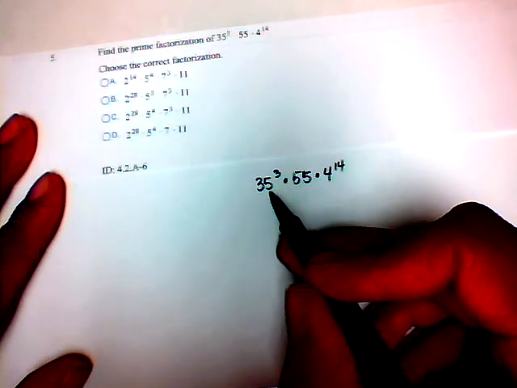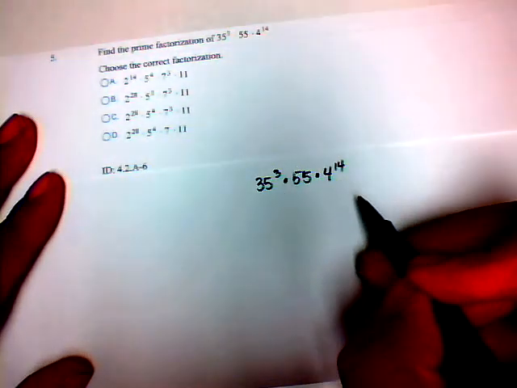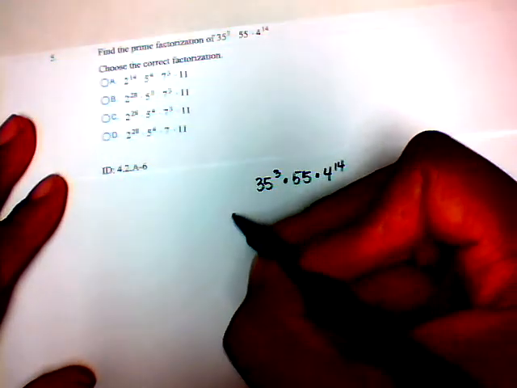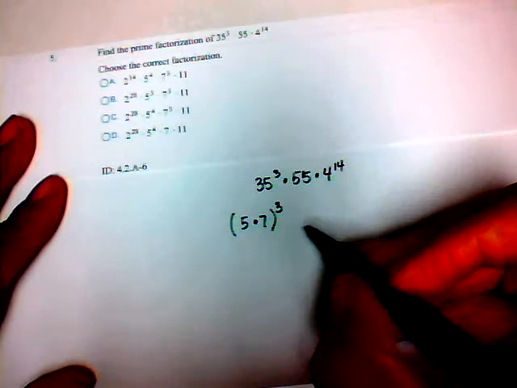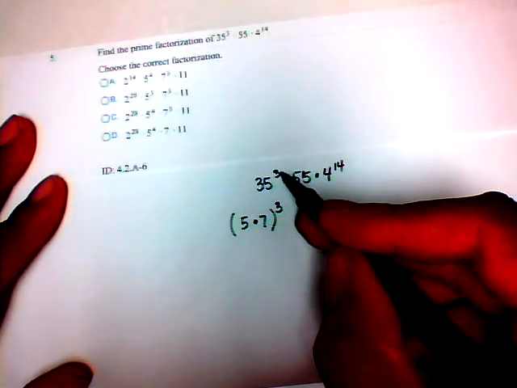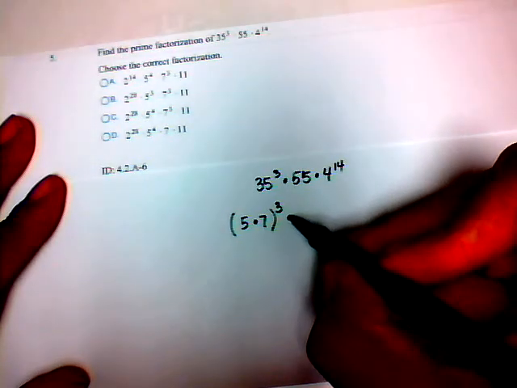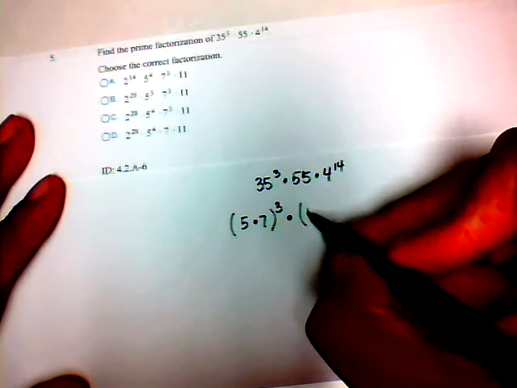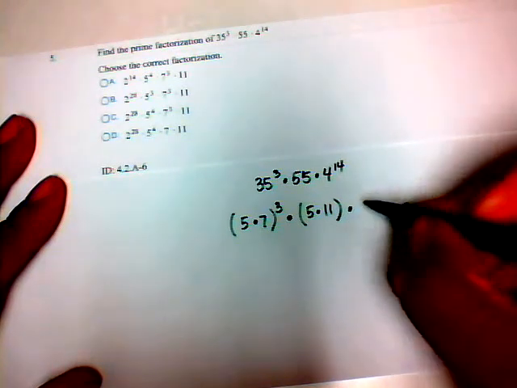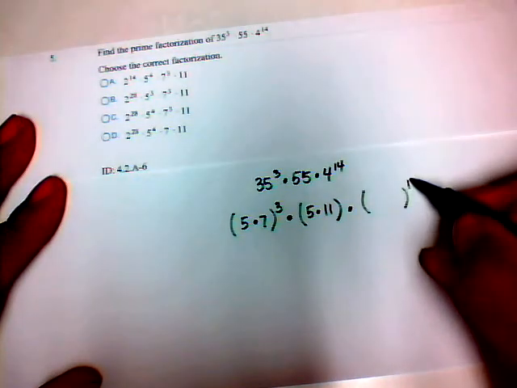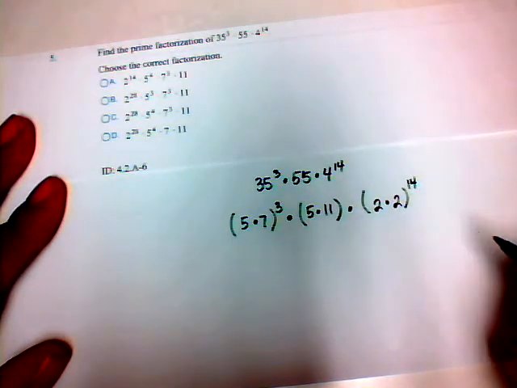Okay, we know 35, 55, and 4 are not prime numbers. So we need to rewrite these as prime numbers here in this case. That 35, that's actually 5 times 7. And I'm putting the exponent of 3 because that 35 was to the third power, so 5 times 7 has to be to the third power. Times 55, I can rewrite that as 5 times 11. And both 5 and 11 are prime numbers. Times, now what's in the parentheses will be to the 14th power. That 4 is going to be 2 times 2.